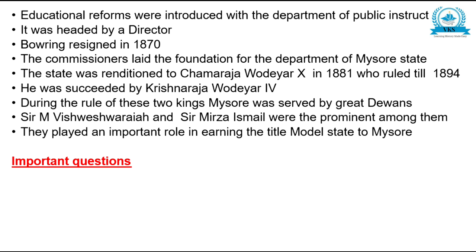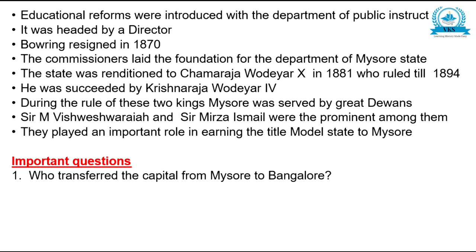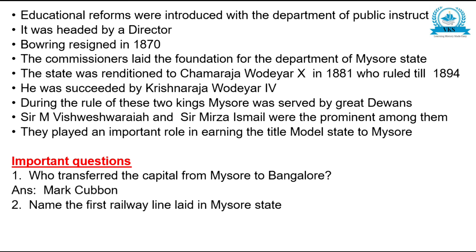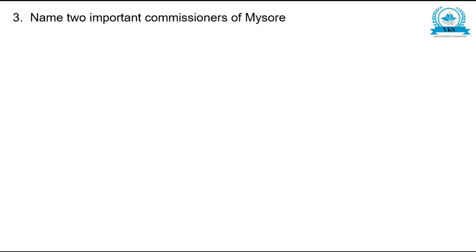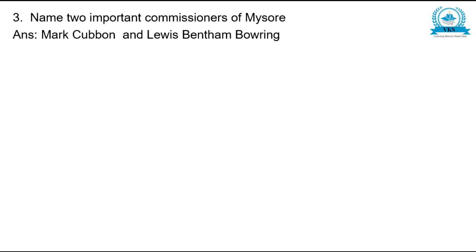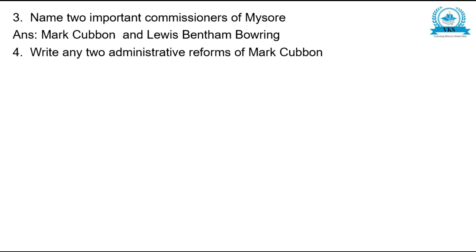Now let us see some important questions. Who transferred the capital from Mysore to Bangalore? Mark Cubbon. Name the first railway line laid in Mysore state. Bangalore-Jolarpet railway line in 1859. Name two important commissioners of Mysore: Mark Cubbon and Louis Bentham Bowring.